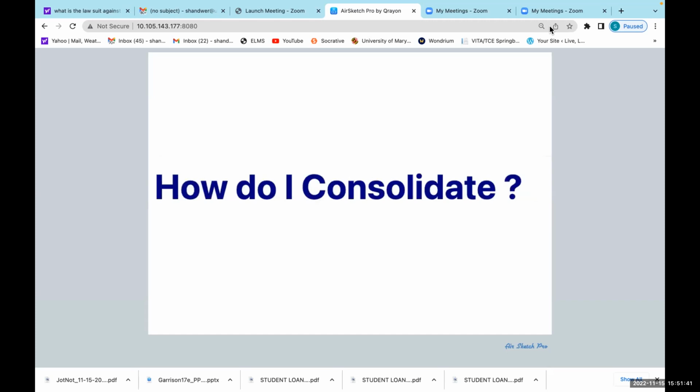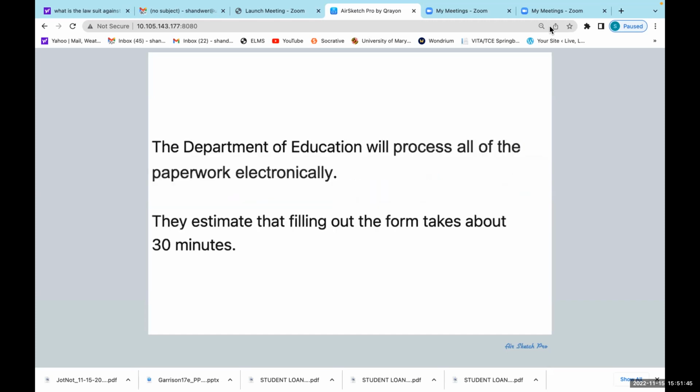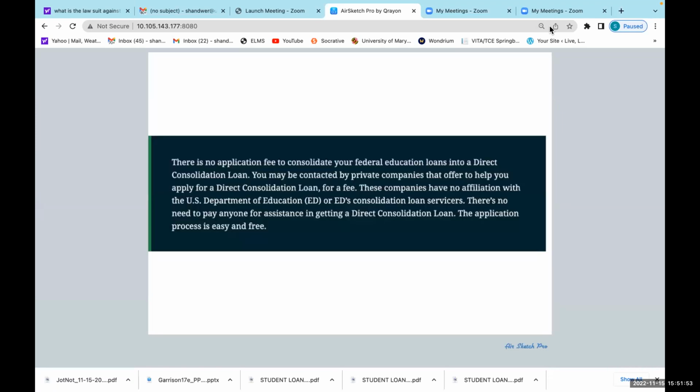How do I consolidate? It's not too hard to do. The Department of Education does it all for you. You do an application, which takes about 30 minutes. The process might take 3 months, but there's no fee, so you shouldn't be falling for scams that say, I'll help you consolidate it. You don't need that.